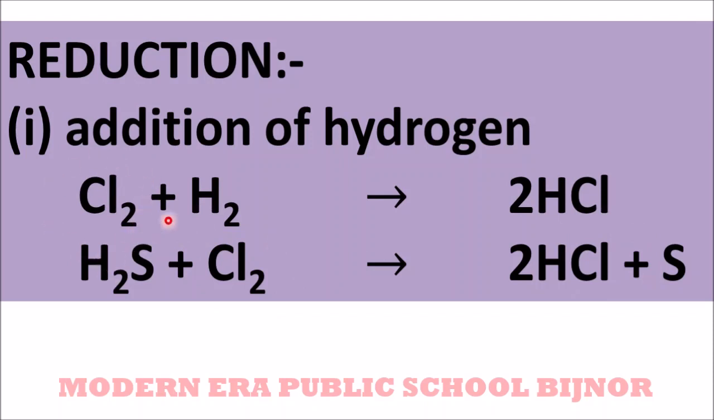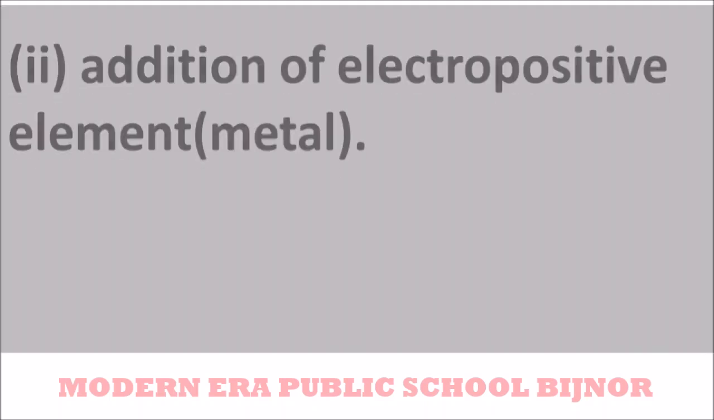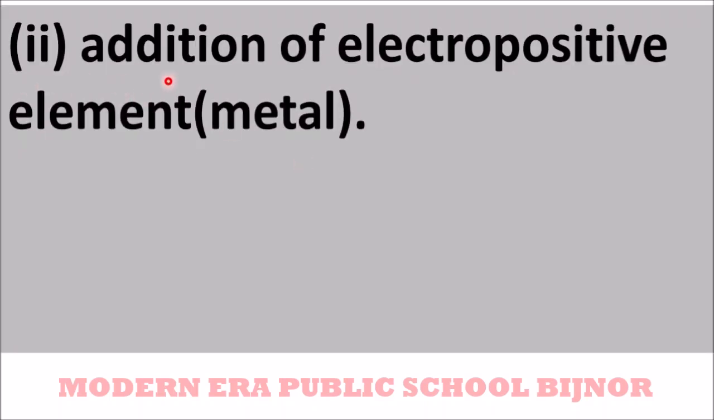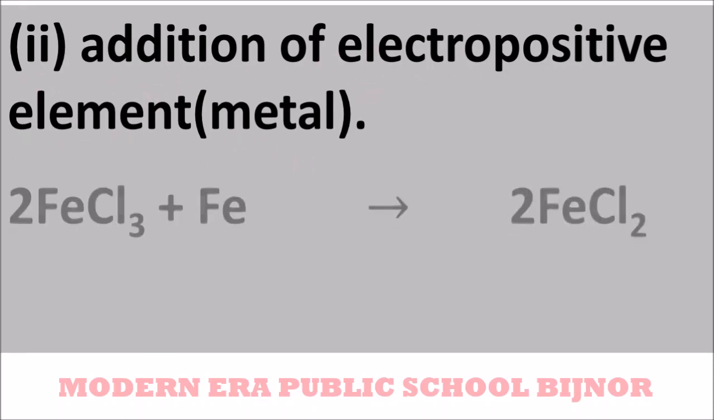Second example, chlorine gas and hydrogen gas react and become hydrogen chloride. Chlorine gas is gaining hydrogen, so this type of reaction is considered reduction. When hydrogen is added to a substance, it is considered a reduction reaction. Keep this in your mind. The second parameter is addition of an electropositive element, meaning a metal. If a substance gains a metal, it is considered reduction.